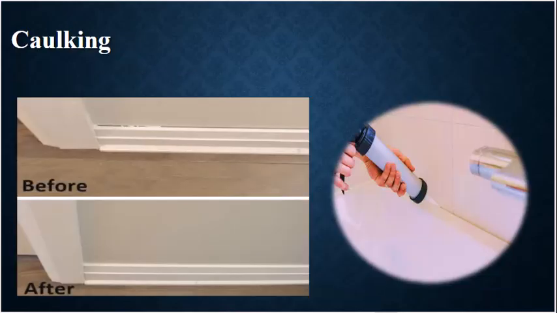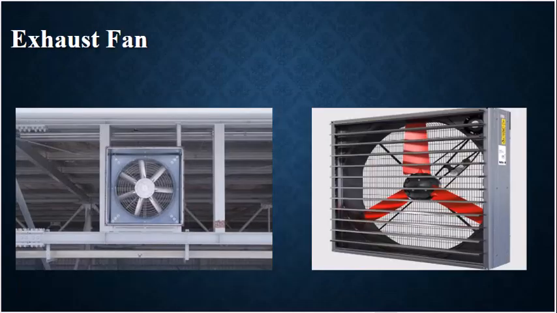Caulking. Caulking fills gaps and cracks in the building envelope, preventing air leaks and water intrusion. Essential for energy efficiency and moisture protection, caulking should be regularly inspected and maintained to ensure a tight building envelope, enhancing occupant comfort.